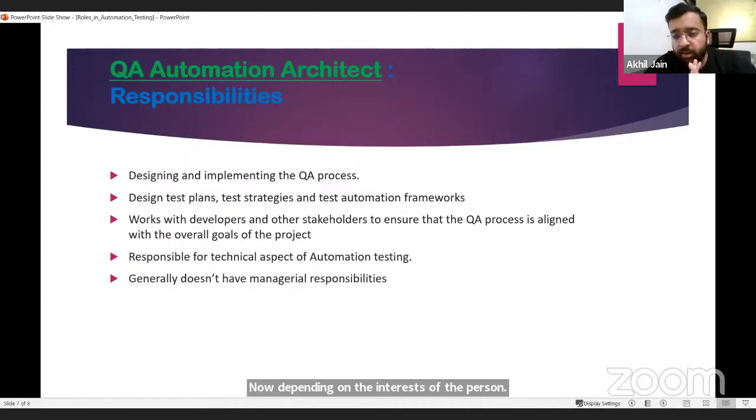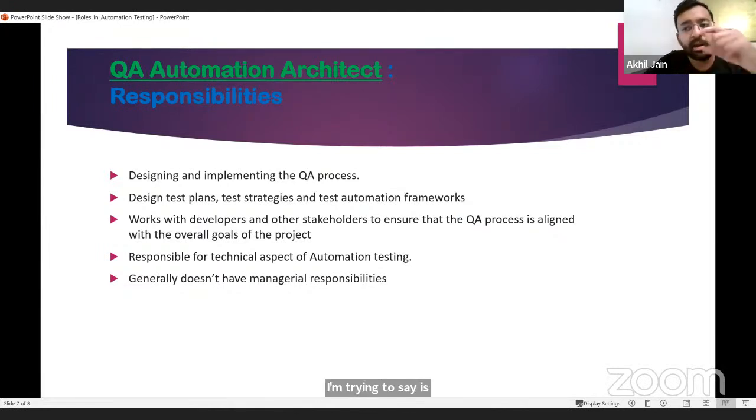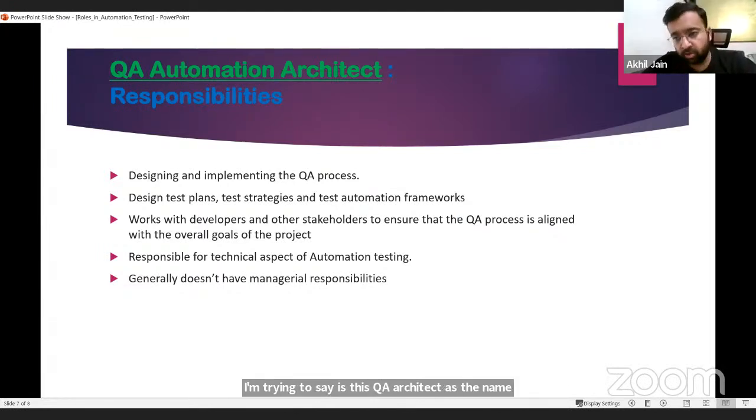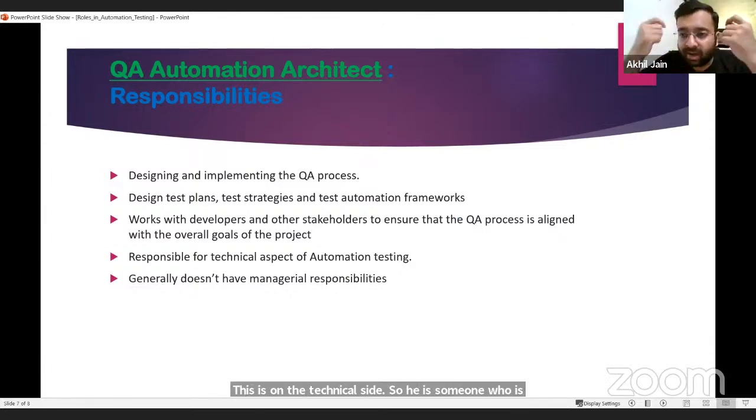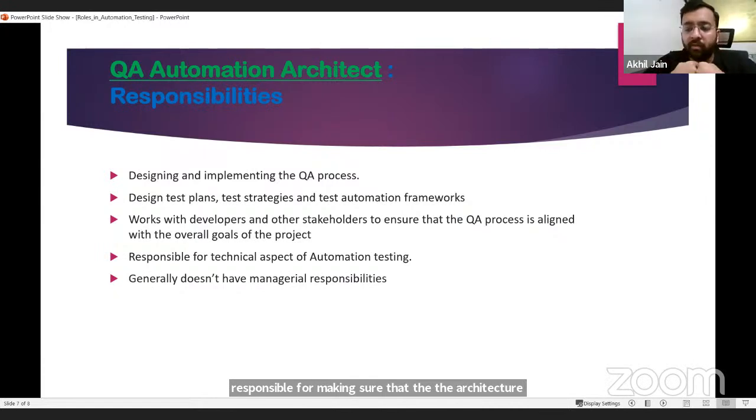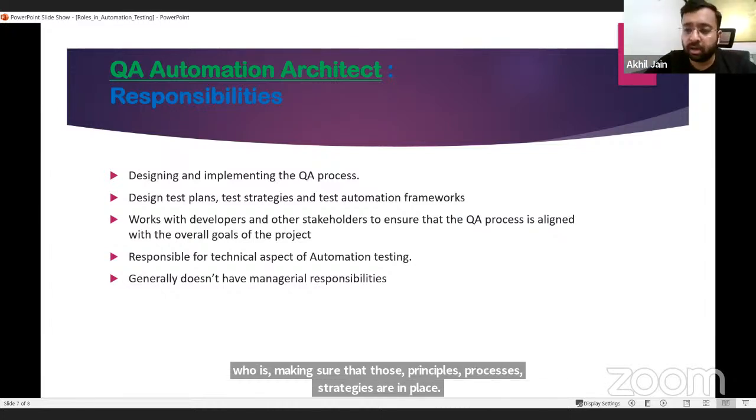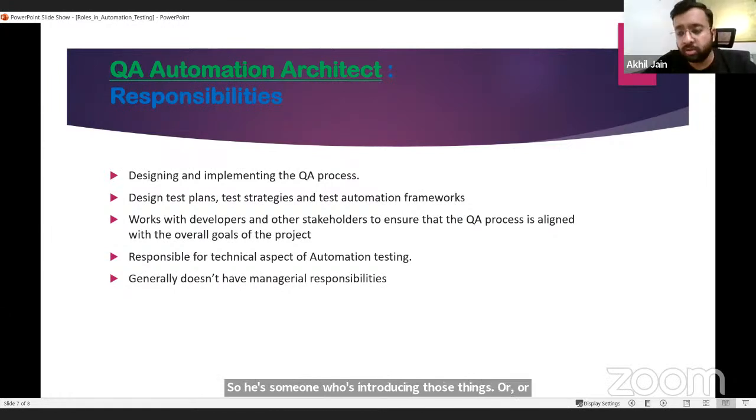What I'm trying to say is, this QA architect, as the name suggests, is on the technical side. He is someone who is responsible for making sure that the architecture you are using for all testing activities is right. He is someone who is guiding, or making sure that those principles, processes, and strategies are in place. He is someone who is introducing those things, or who is controlling those parts.